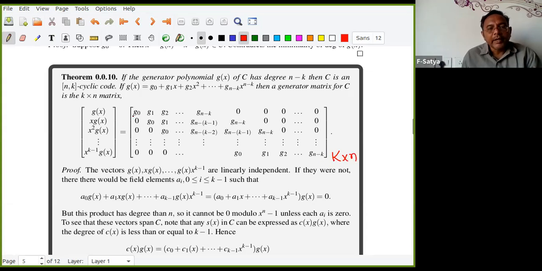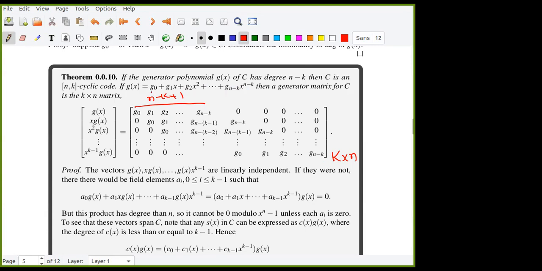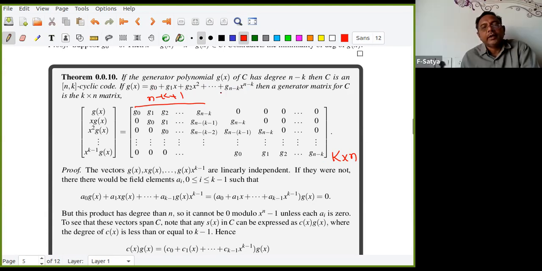But how many terms have come till now? It is a polynomial of degree n minus k, so already I have n minus k plus 1 terms, correct? I wrote plus 1. g0 is extra. Starting from the constant and going up to here: g0, g1, g2 up to this. The remaining all I make zeros. Okay, good. I'll explain later.